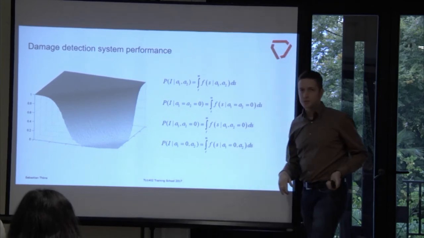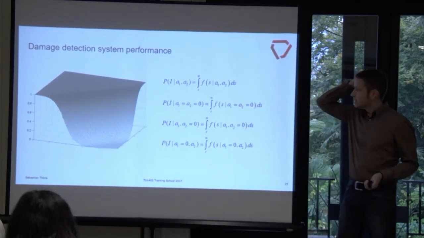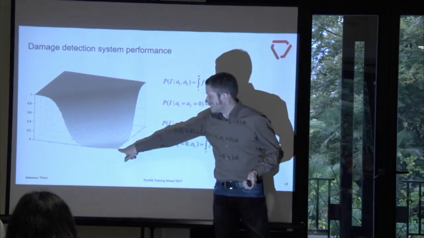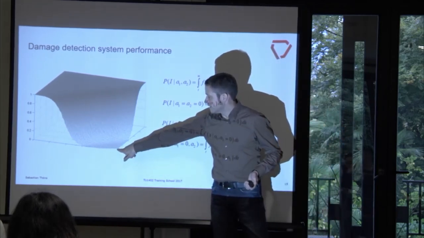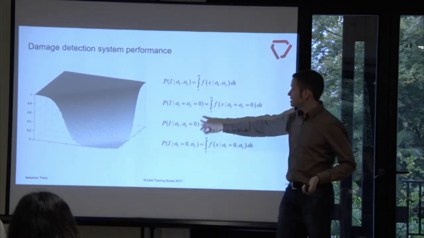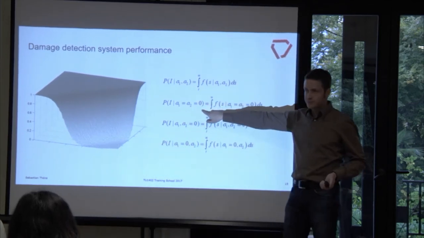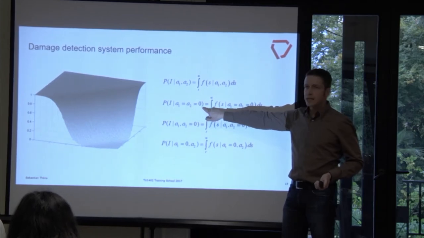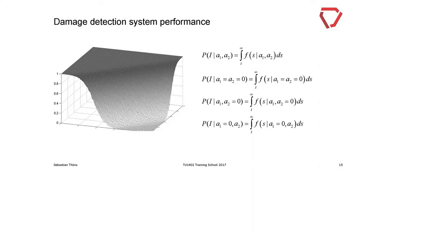But we need to think a little what should be the probability of indication at this location. But that's obvious, it's zero. So that's the probability of false alarm if both components are undamaged. So that's the undamaged system state.